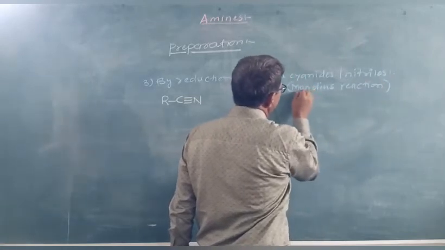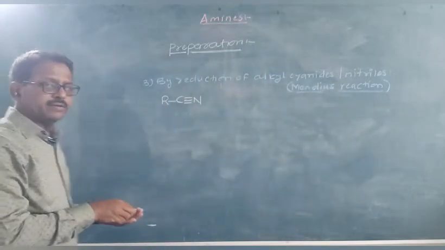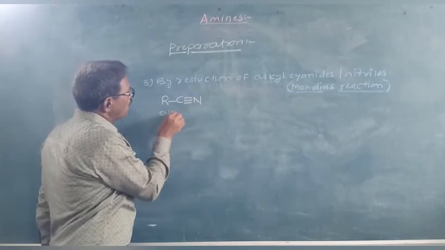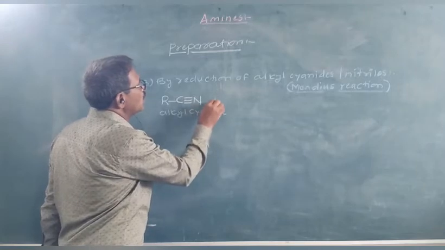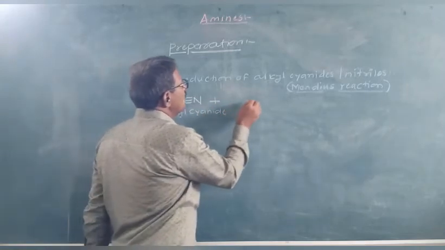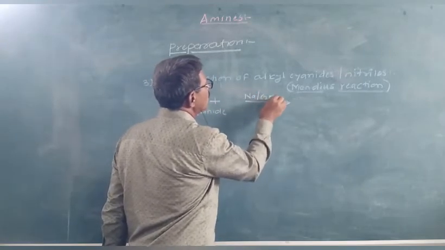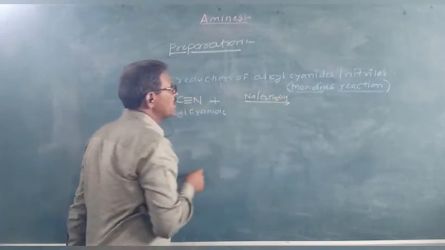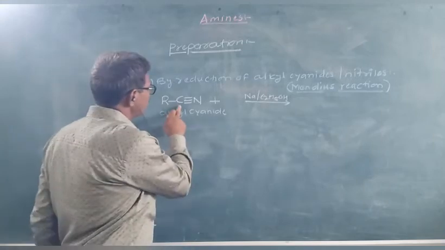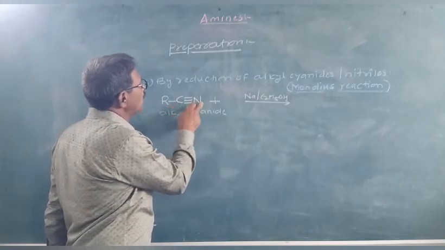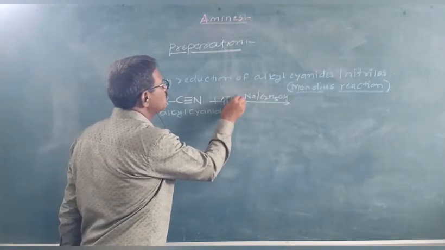Mendius reaction. Here, when this alkyl cyanide or nitrile is reduced by using a reducing agent like sodium and ethanol, these two react and give nascent hydrogen. Here there is addition of hydrogen to the species. We have to convert the carbon into a CH2 group and the nitrogen into an NH2 group. Therefore, four nascent hydrogen atoms will be required.